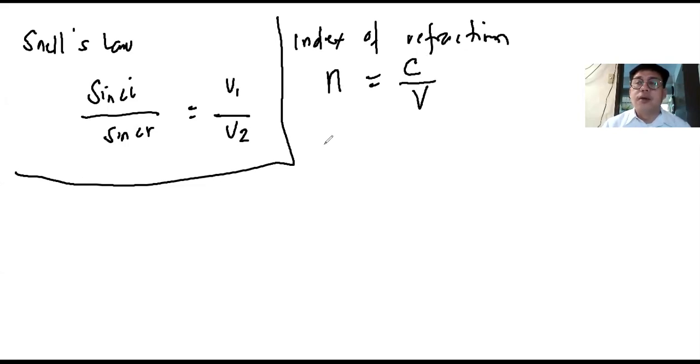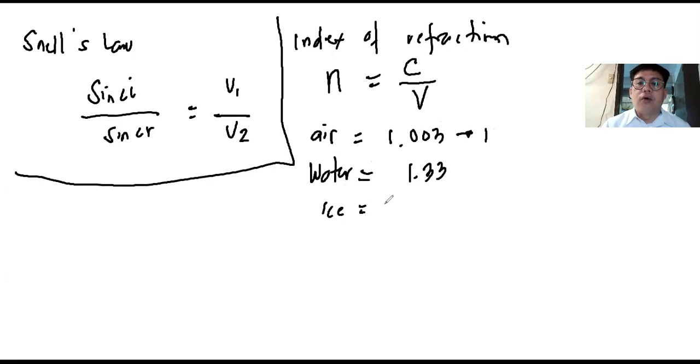For example, your air: its optical density or index of refraction is equal to 1.003. It is almost equal to 1. That's why if you are going to use this in problem solving, we just use 1. Your water's optical density is 1.33, quite bigger compared to air. Your ice's index of refraction is 1.31. So you will see ice is less dense compared to water, so the optical density of ice is smaller compared to water.